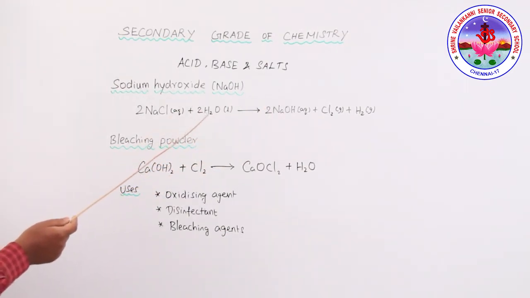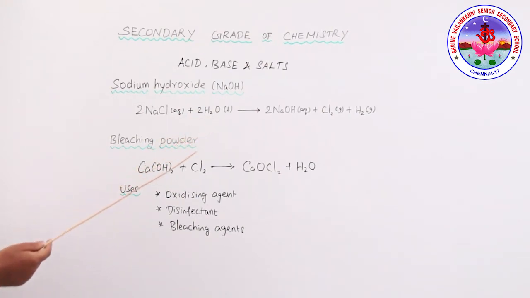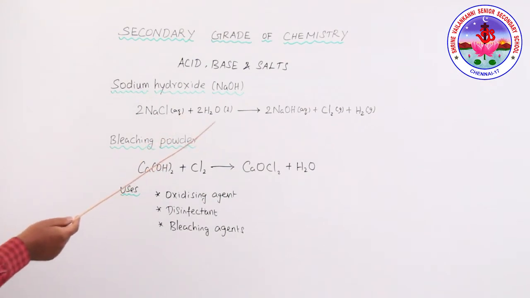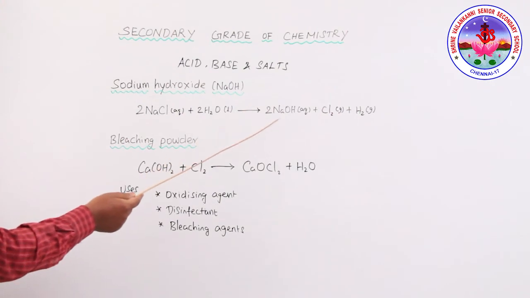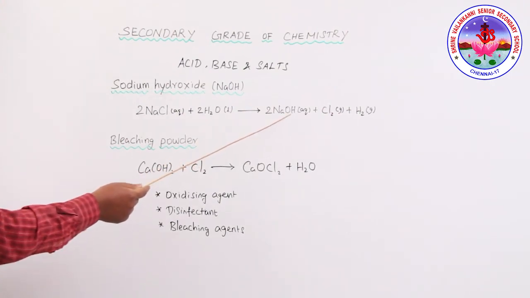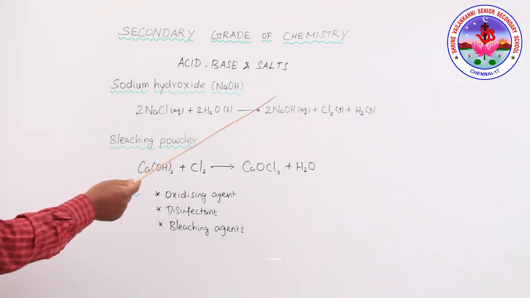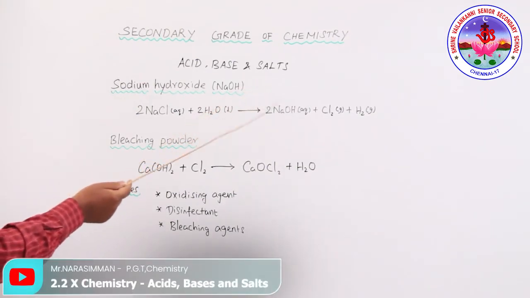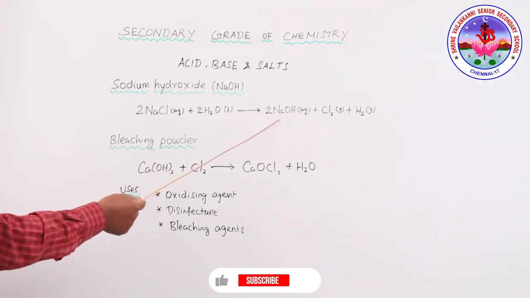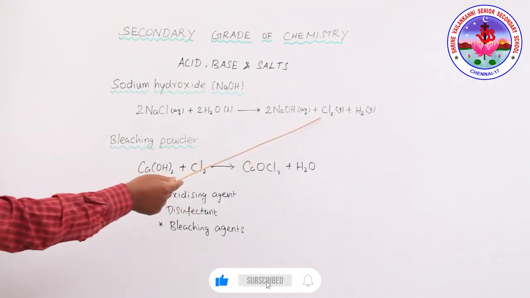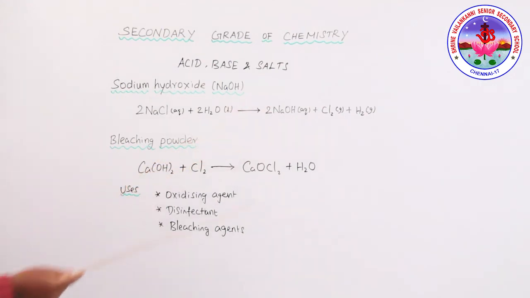Chlorine gas is given off at the anode and hydrogen gas at the cathode. Sodium hydroxide solution is formed near the cathode. So the three products in this process are all useful: hydrogen, chlorine, and sodium hydroxide. Here hydrogen is used, chlorine is used, and sodium hydroxide is also used. Next is the bleaching powder.